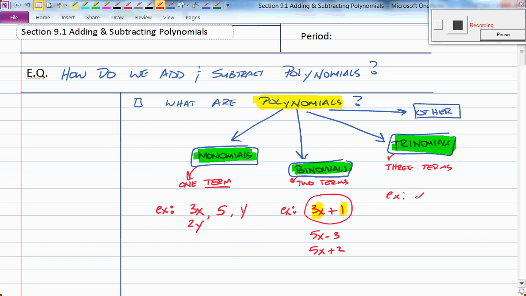It could be like this. x squared plus 2x plus 1. That is an example of a trinomial. And a trinomial, again, is just a type of polynomial. It's got 3 terms. The first term is x squared. The second term is 2x, and the third term is 1. Does that make sense so far? Yes. Okay. Can you guys make up a trinomial for me? X, okay.